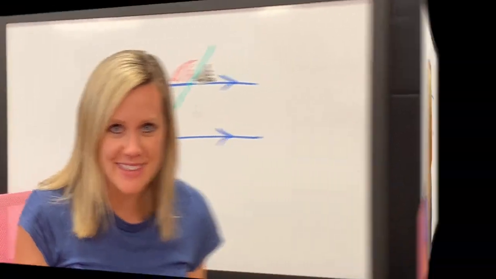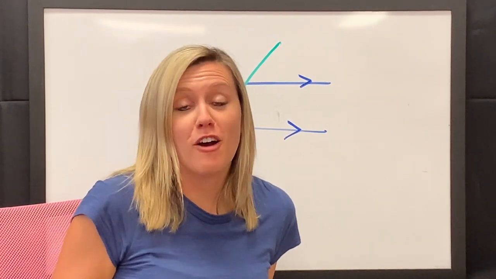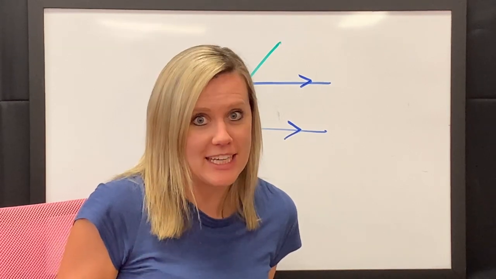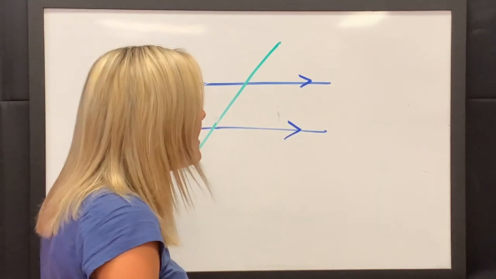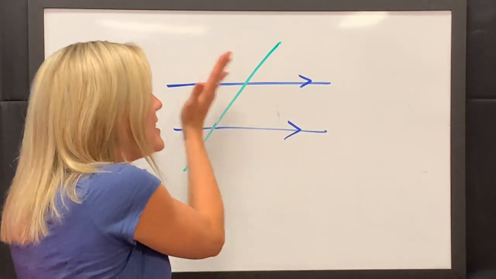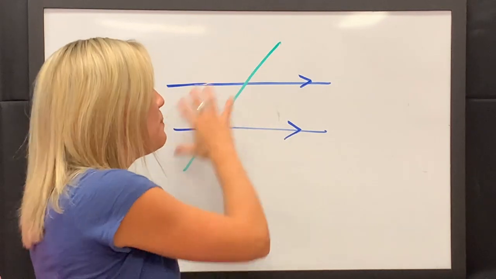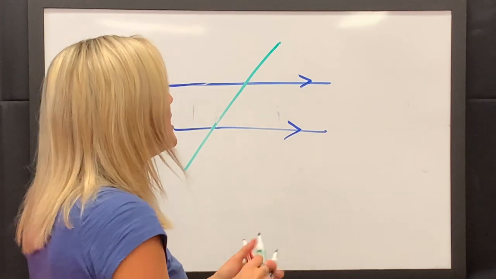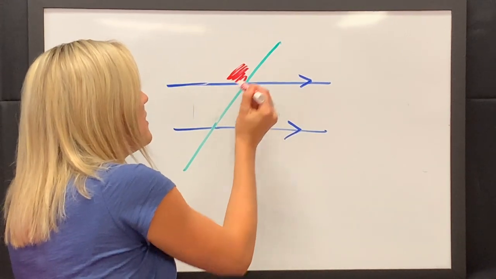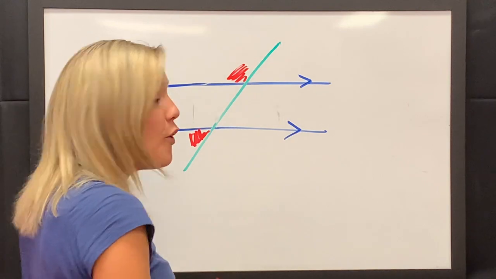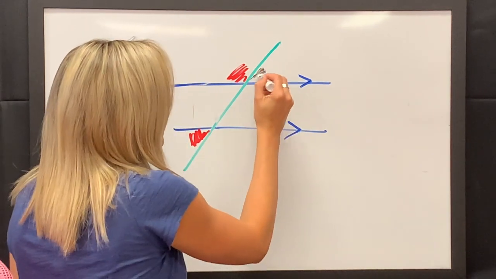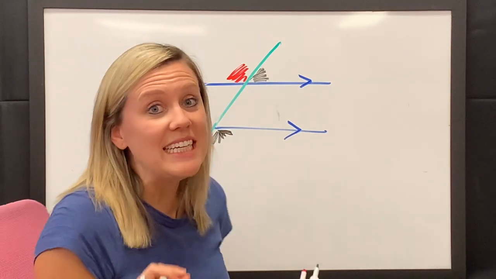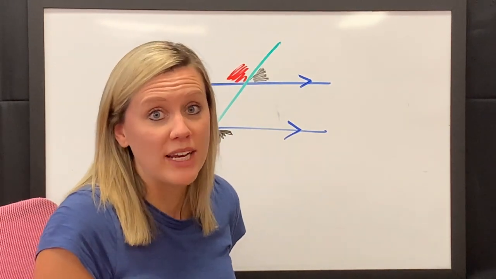You're doing amazing. The next kind of angles that we're going to talk about are called same side exterior angles or consecutive exterior angles. So just like last time, same side means they're going to be on the same side of the transversal. So either both on the left or both on the right, and exterior, outside of the parallel lines. So that would be like this angle here and this angle here, or this angle here and this angle here.